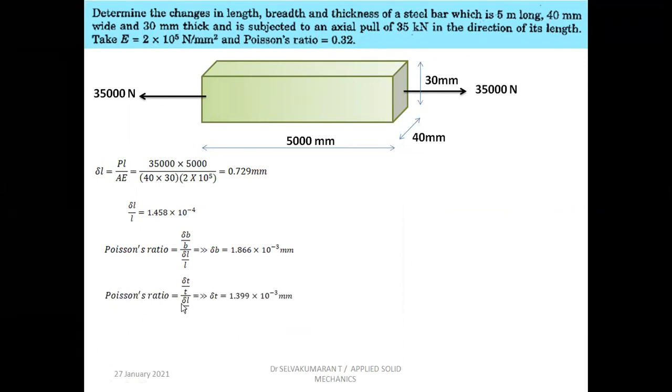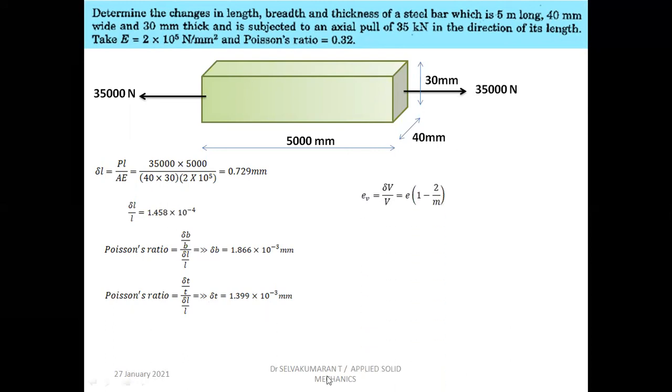And again, Poisson's ratio is equal to delta T by T divided by delta L by L. Delta T we have to find out, that is change in thickness. T is given, delta L by L is available, Poisson's ratio is available in the problem. So after multiplication we get 1.399 into 10 power minus 3 millimeter.